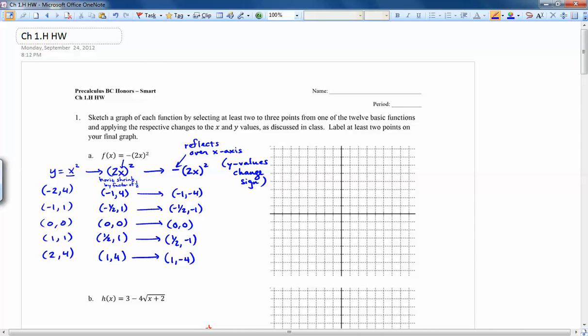So if we plot those points, let's plot (0, 0) first, because that's the easiest. Then I've got (-1/2, -1), so right there. And (1/2, -1). And then (-1, -4). And (1, -4). So I get this really thin parabola here that goes down like that.